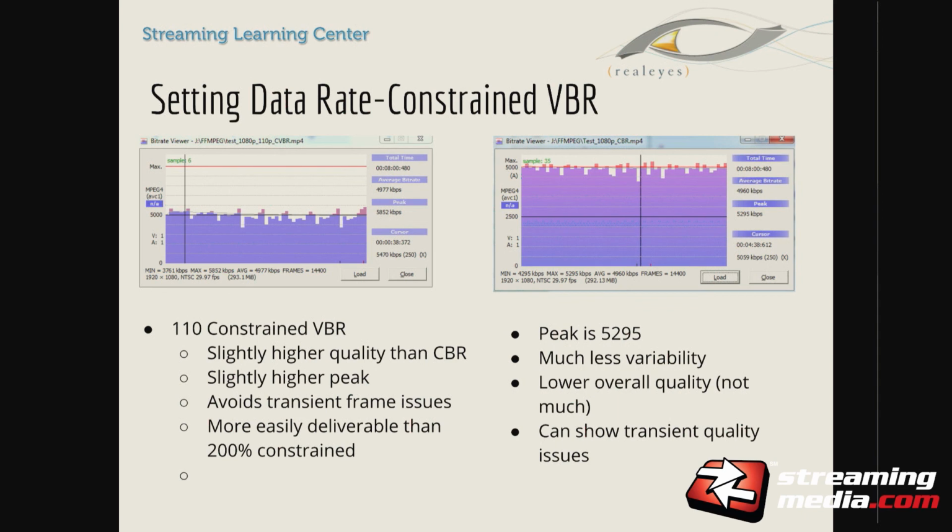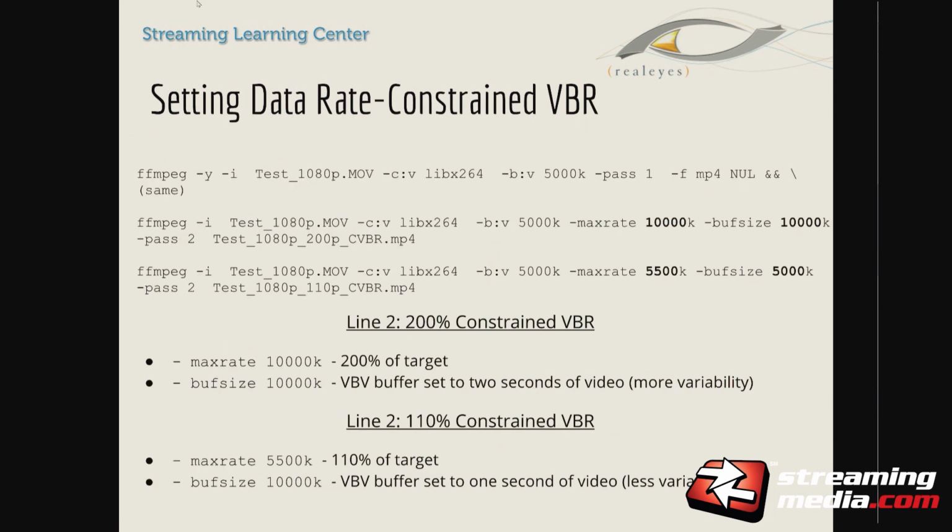So I recommend using, with my encodes, particularly for adaptive bit rate, 110% constrained VBR, and you do it again by specifying a max rate of 110% of the target bit rate, and I pretty much always use a buffer size of the same as the data rate, again to constrain stream variability.